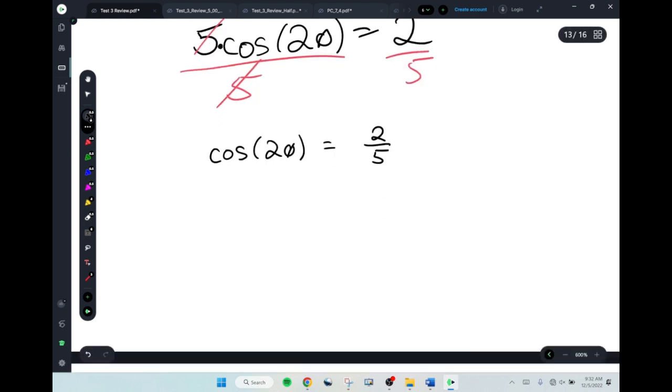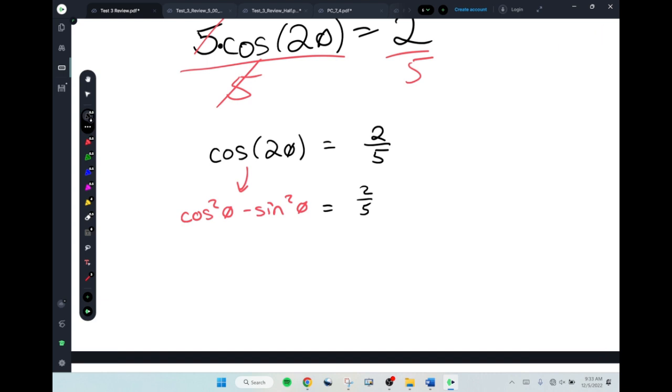Okay, now what? Cosine 2 theta. The only one that I've memorized, because everything else I find from finding it, is cosine squared theta minus sine squared theta. Everything else I find by plugging in. I didn't memorize. Oh, now I have to actually plug it in.